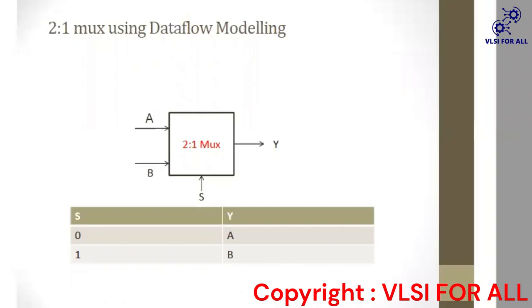We will see some examples of VHDL modeling. We have to design a 2:1 mux using data flow modeling. In a 2:1 mux, there are two inputs, one select line and one output. When the select line s equals 0, the output will be a, and when the select line s equals 1, the output will be b. It is the basic behavior of a mux that we all know.